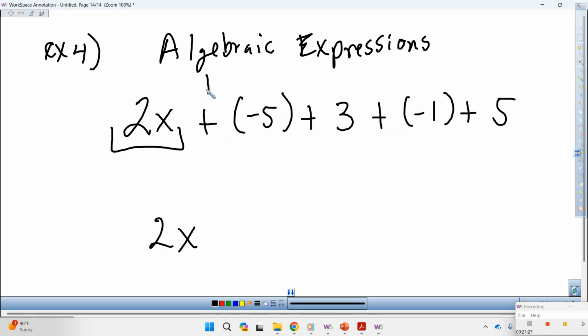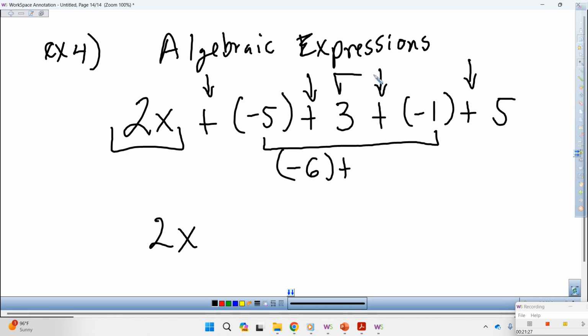Check. Is this an addition? Yes, yes, yes, and yes. Combine like terms. Let me start with a negative this time. What is -5 and -1? -6. We're combining them, right? Plus, what is 3 plus 5? 8. However, guys, did I skip a step?